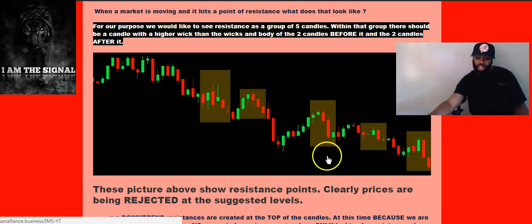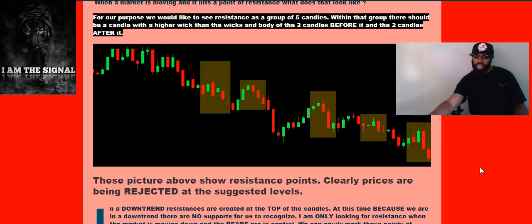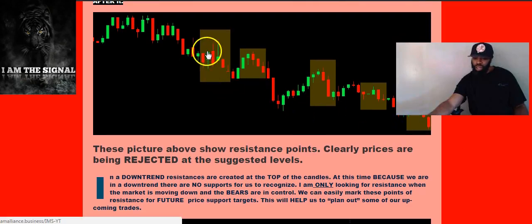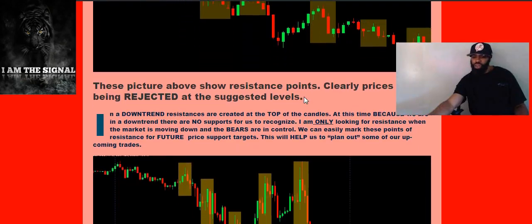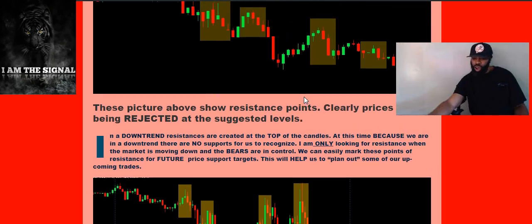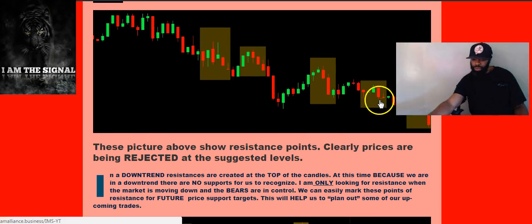So these pictures right here, they show all the resistance points. They show where prices are being rejected, right? So price tries to move up, gets rejected. Price moves up, gets rejected. Price moves up, gets rejected, and so on and so on. All right? In a downtrend, the resistances are created at the top of the candles, just as we said.